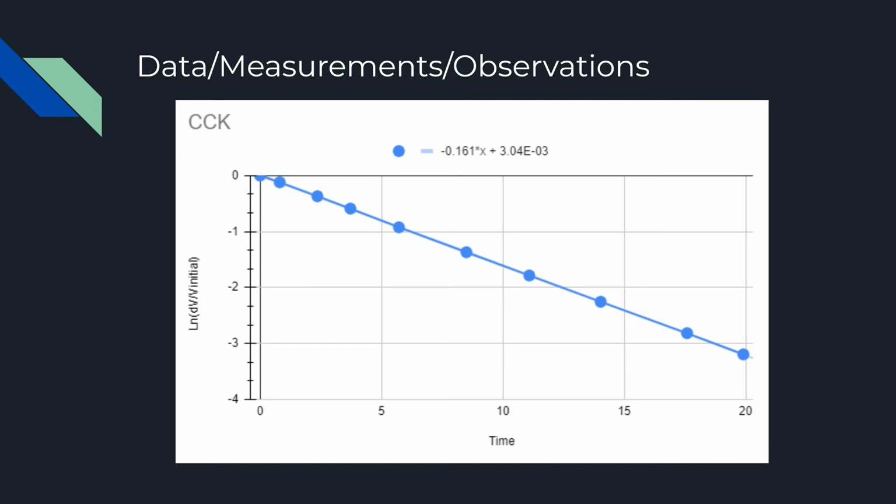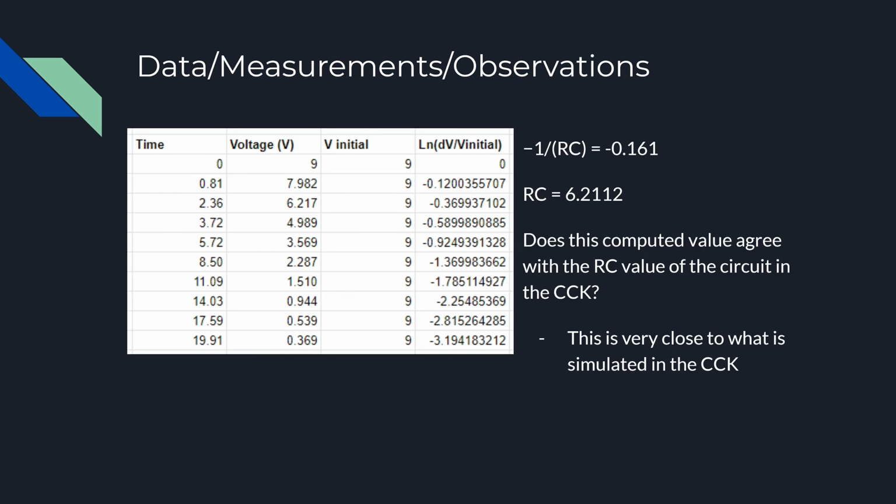Here is the data for the next portion of the lab, where I took the voltage at certain stages of a circuit and plotted them based on the ln of V over V initial to get a linear plot. Here it was, and using the slope, I found the RC to be 6.2112, which is very close to the time at which the graph showed the value to be 1 over e of the initial voltage.